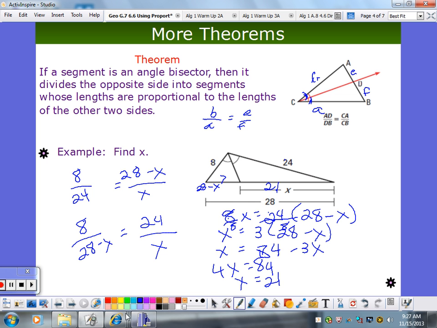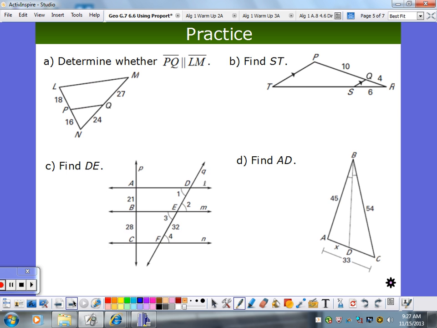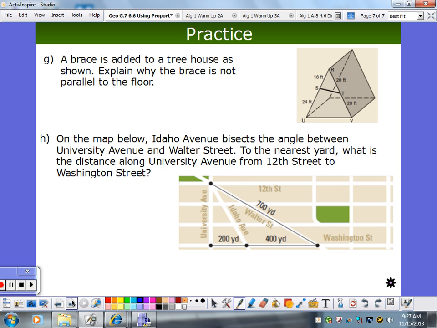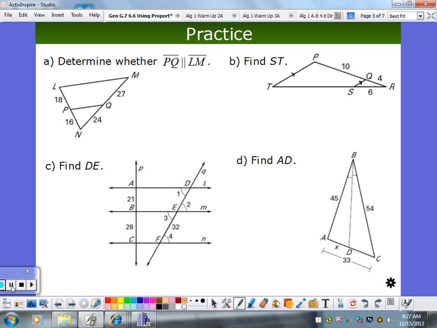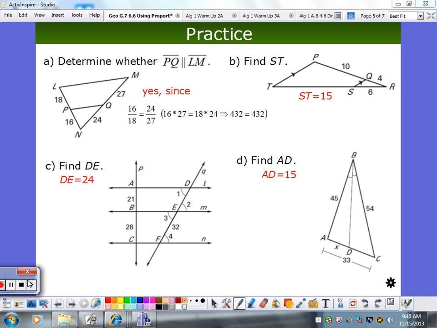Okay. So yeah, these guys are for you. So we've got some problems. Oh, they're good problems too. So work these, because really you have everything you need. If you have a question, just raise your hand.